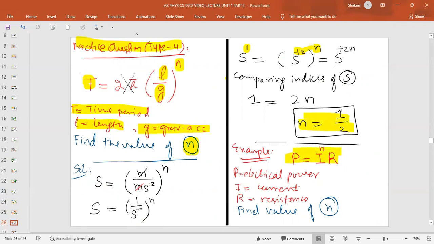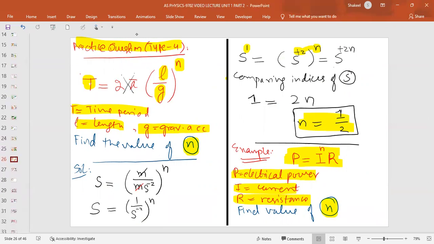Similarly, another example: P equals I^n into R. P is electrical power, I is current, and R is resistance. You have to find the value of n. Do it in the same way as I described in the previous slide. If you are unable to do it, go back in the video and look at the type 4 description again.